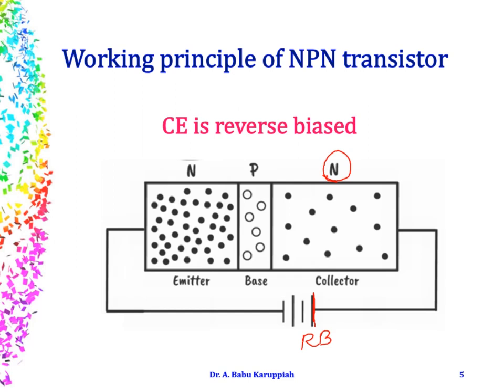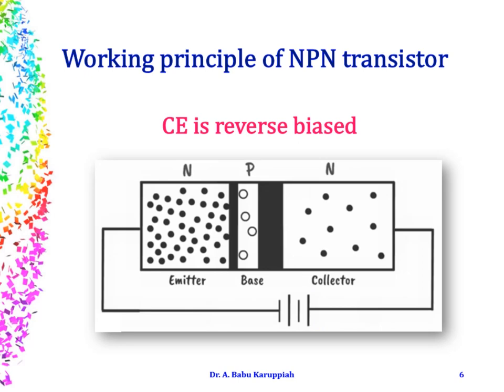And what would happen automatically? Now you will have a change in the depletion layer. You could notice that the depletion layer of the collector base junction widens because of the reverse bias that is given over here, and you have another depletion region formed in the emitter base junction. And when you compare these two depletion layers, the depletion layer of the emitter base junction is smaller than the depletion layer in the collector base junction.